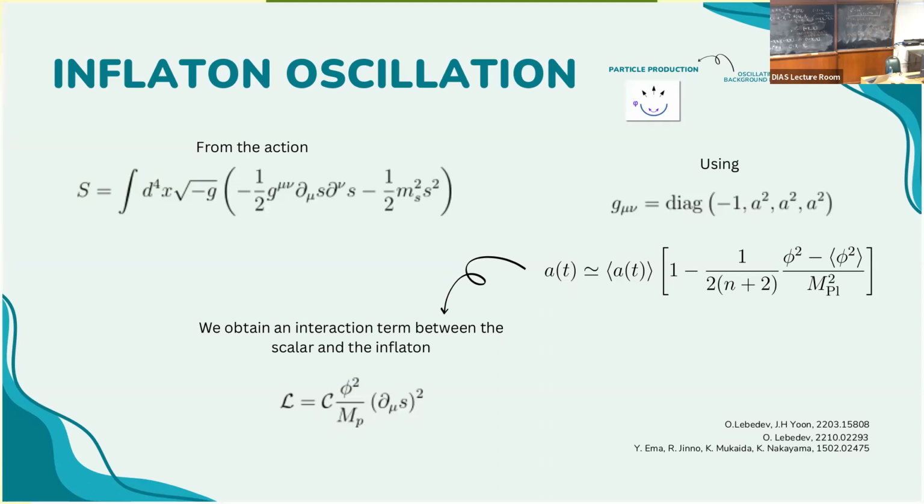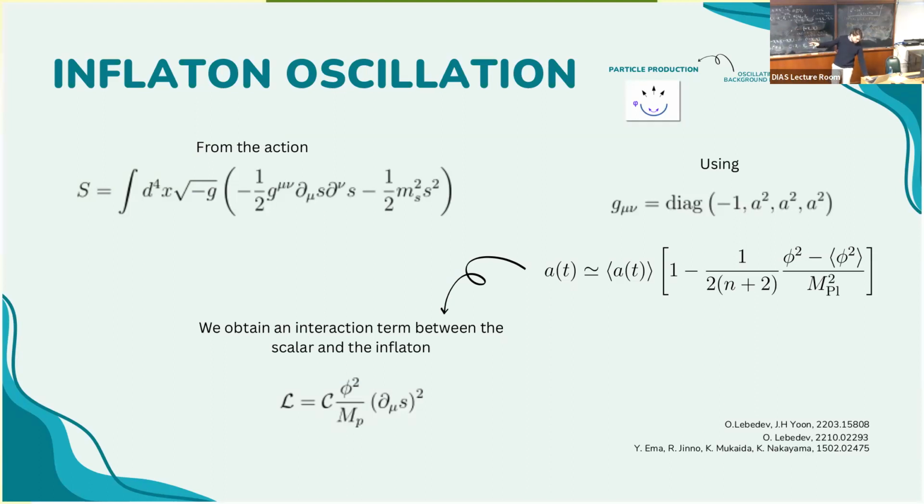I'm sorry, can I ask, what is little n? Good question. Oh, this N. Sorry, this is the potential. The potential for the inflaton would be phi to the n, so just a generic potential.